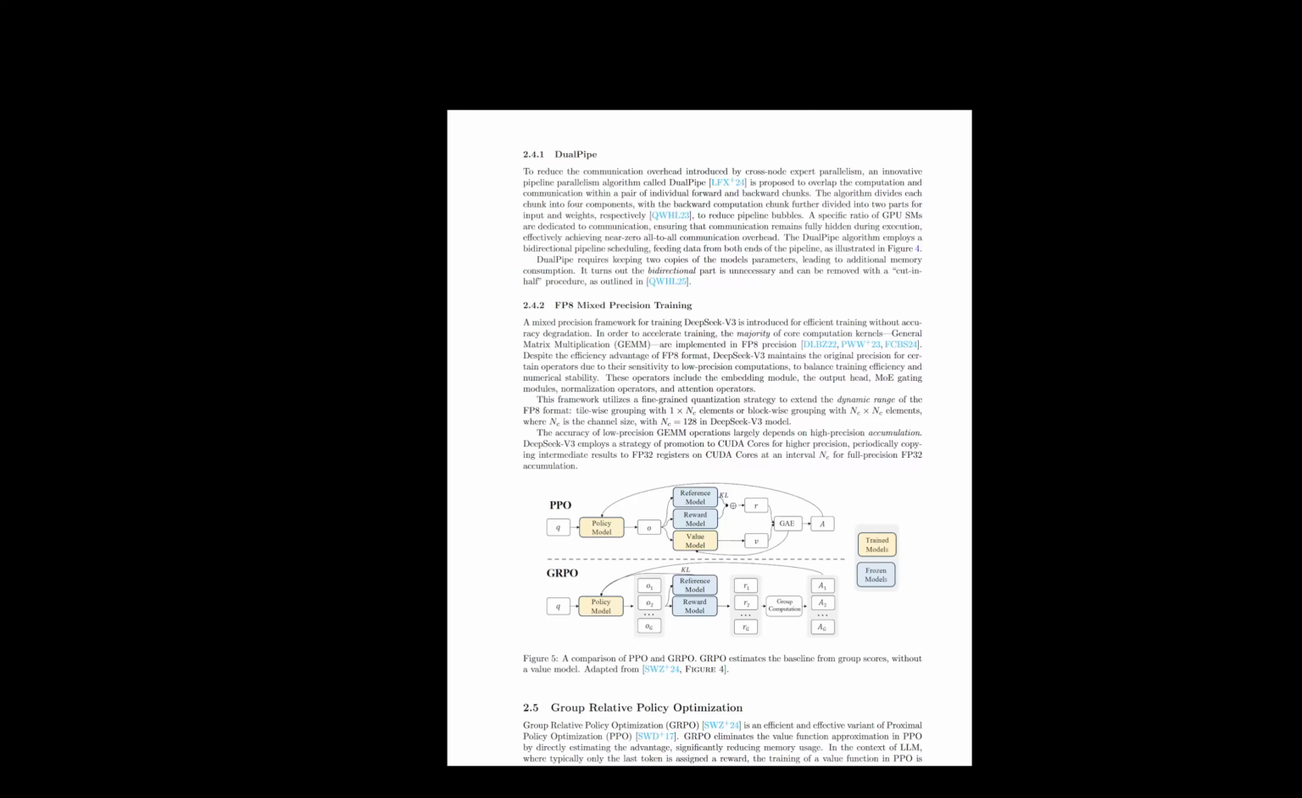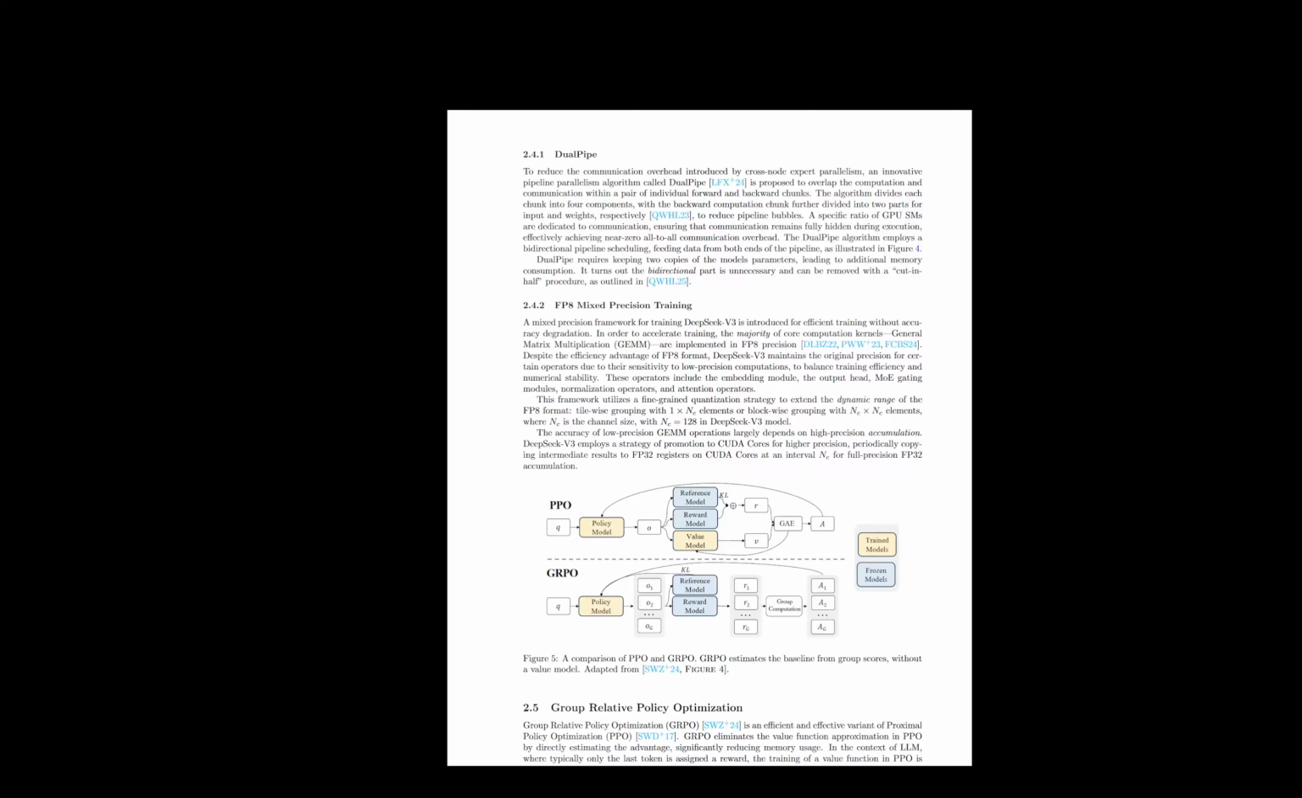2.4.1 DualPipe to reduce the communication overhead introduced by cross-node expert parallelism. An innovative pipeline parallelism algorithm called DualPipe is proposed to overlap the computation and communication within a pair of individual forward and backward chunks. The algorithm divides each chunk into 4 components, with the backward computation chunk further divided into 2 parts for input and weights, respectively, to reduce pipeline bubbles.